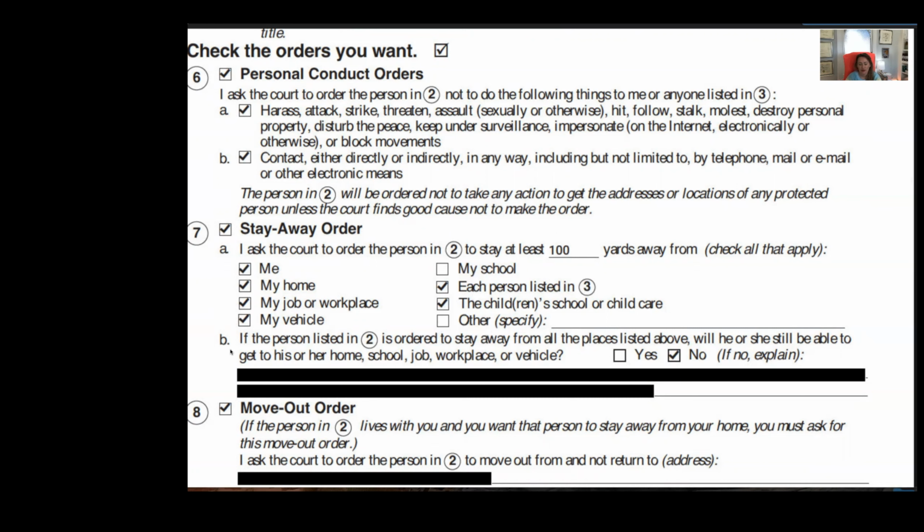So that's good enough. In B, if the person listed in number 2 is ordered to stay away from all places listed above, will he or she still be able to get to his or her home, job, or work address? And then if you say no, explain. For example, if you live together, then ordering 100 yards to stay away would technically make this number 8, a move-out order. But if you don't live together, that's different.